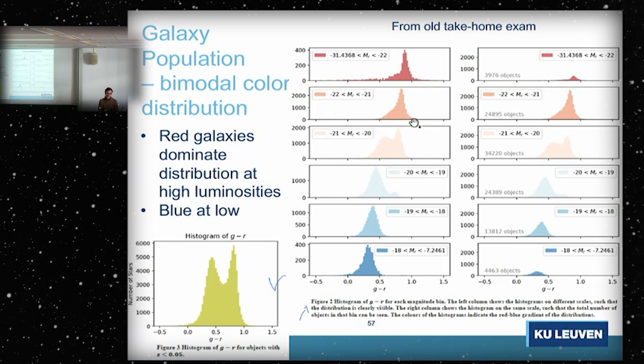This is just sorted according to magnitudes, as you can see up here, according to colors, and you can clearly see how the distribution shifts. At a certain magnitude you see both distributions, but then as you go, you tilt more to one side. And this is just a normalized scale to see more.